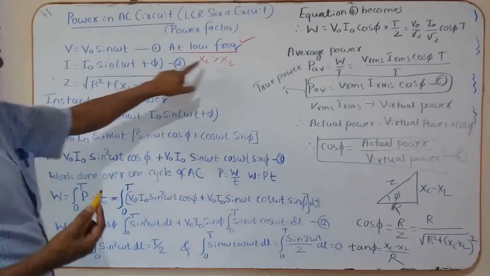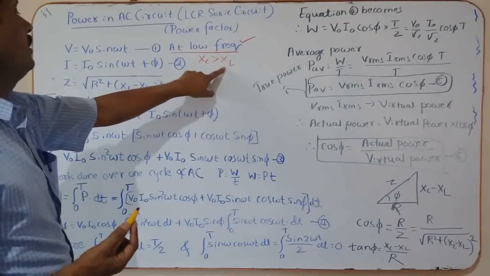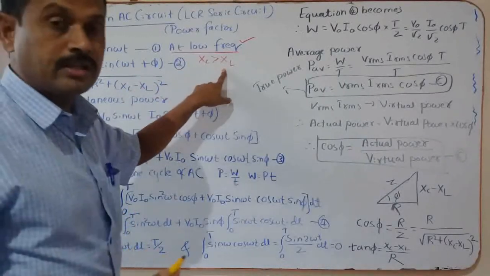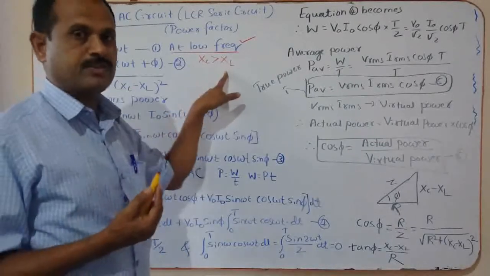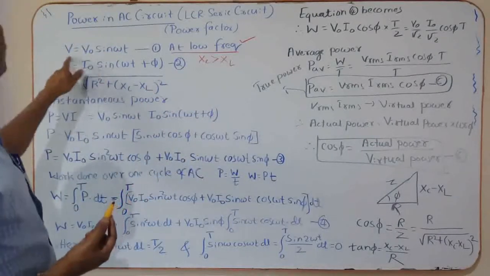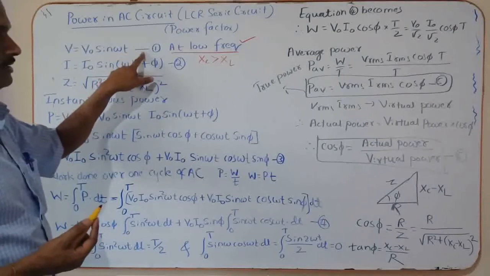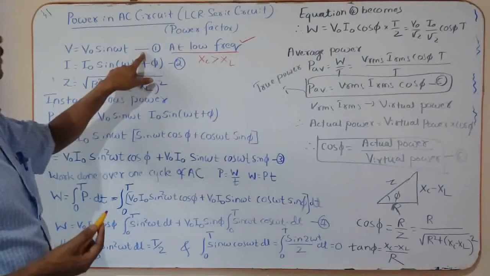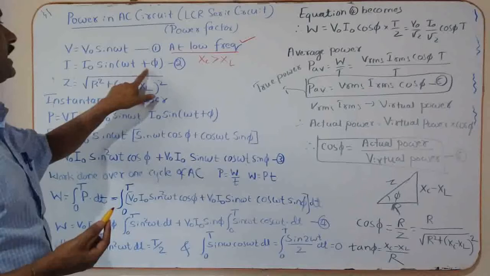At the low frequency, XC is greater than XL. What are the expressions for the voltage and the current? I have to see this first. Now the applied voltage V equals V0 sin omega t. Now I is equal to I0 sin(omega t plus pi).